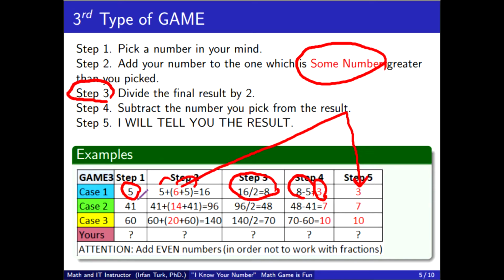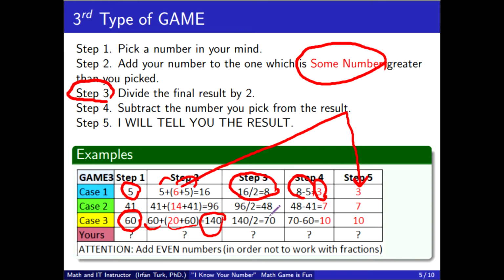And we can make one more example in case 2 or in case 3, whichever you want. Let's try it with case 3. Let's say the person picks 60. And you can say, okay, add 20 for me to that 60 and then add it to the one that you picked from the beginning. So 20 plus 60, 80. 80 plus 60 is going to be 140.